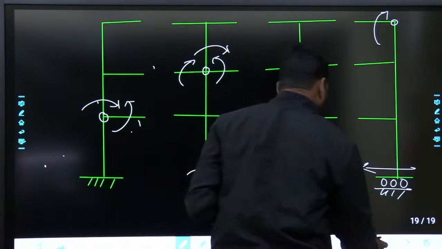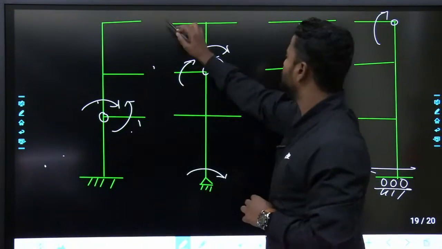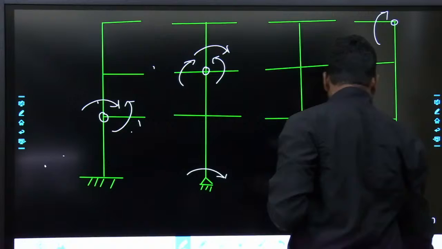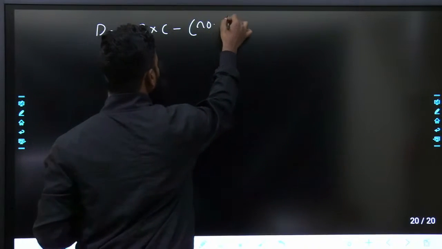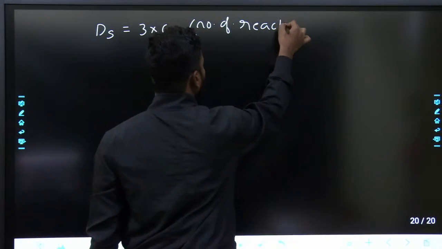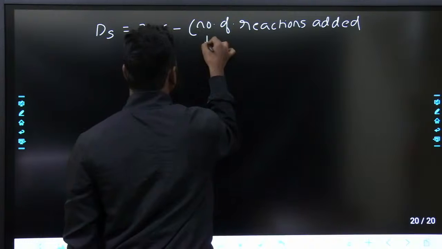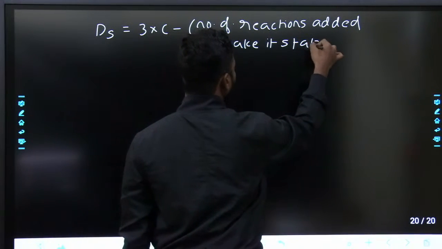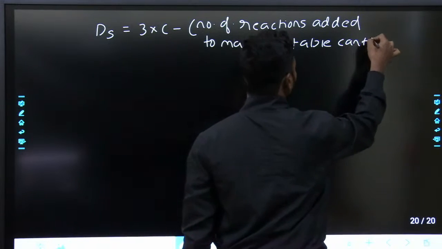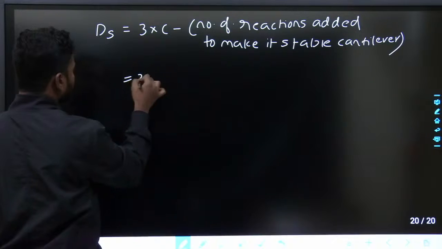Finally, DS, the number of reactions: 1, 2, 3, 4, 5, 6, 7, 8, 9. So there will be 9 cuts. 3 into 3C minus the number of reactions added to make it a stable cantilever. Fine. So the number of cuts is 9.